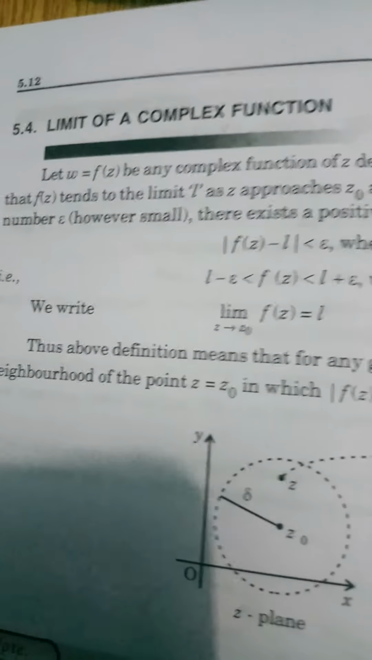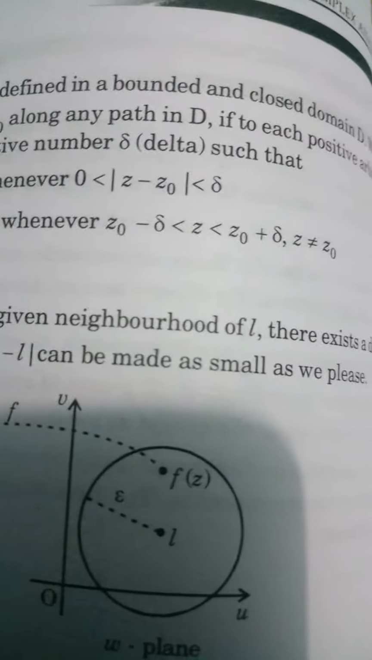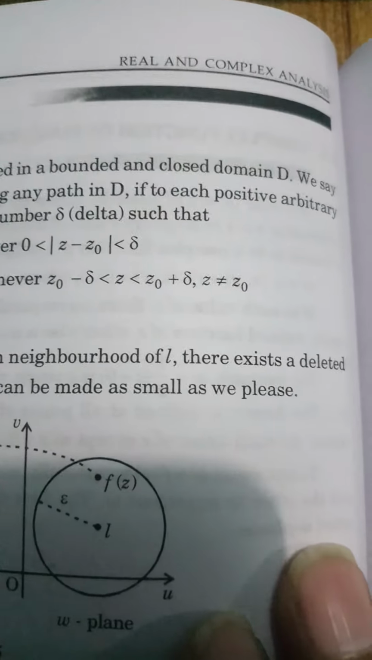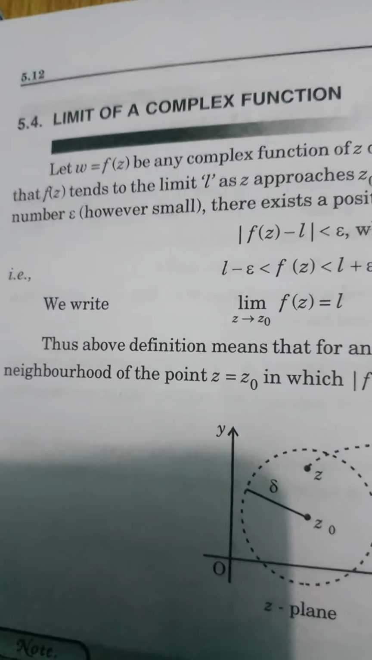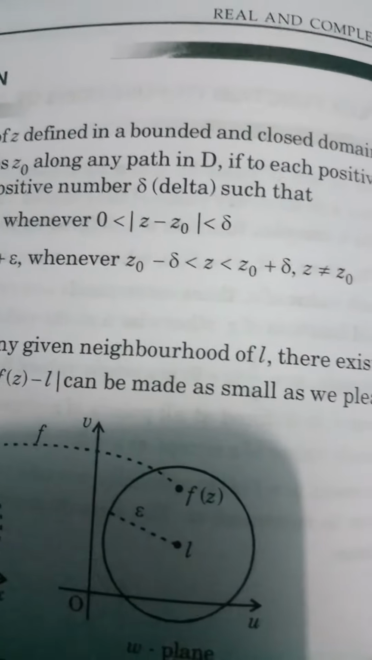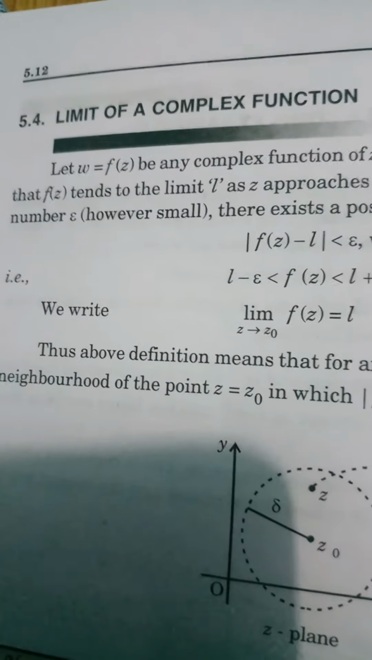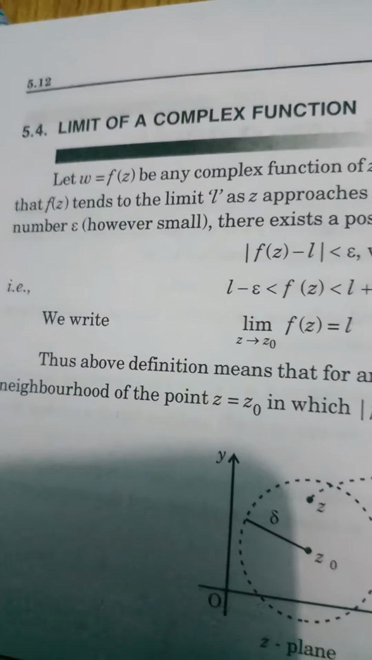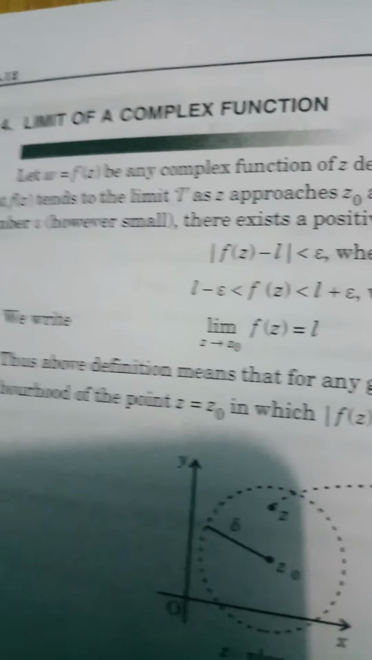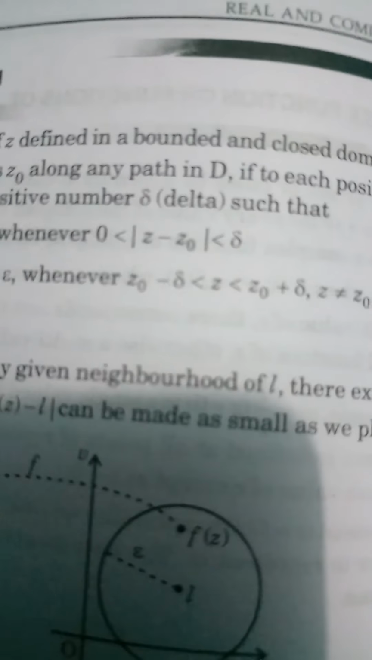Now, limit of a complex function. Let w equal to f(z) be any complex function of z defined in a bounded and closed domain D. We say that f(z) tends to limit L as z approaches z naught along any path in D if to each positive arbitrary number epsilon, however small, there exists a positive number delta such that absolute value of f(z) minus L is less than epsilon whenever absolute value of z minus z naught is positive and less than delta. This definition is similar to the limit of a real function.